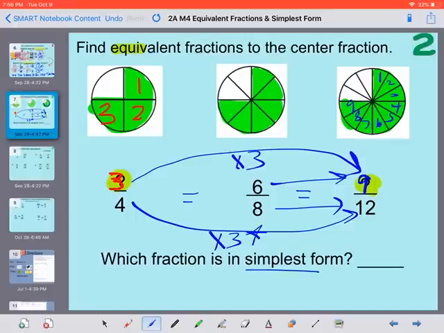So which fraction is in simplest form or made the smallest? They're all the same size. That's not what I mean in terms of shading it in. In terms of the actual numbers, we can't make 3 and 4 any smaller. We can't divide them by anything to reduce them. So 3/4 would be in simplest form.